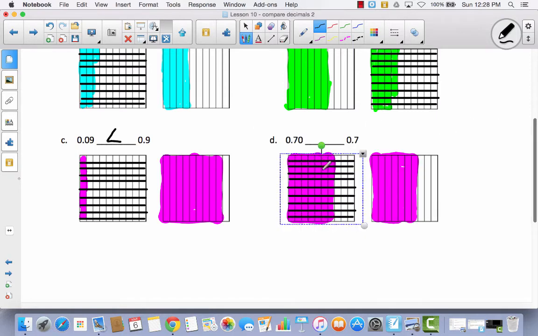So let's take a look at the next one. So I have 70 hundredths and 7 tenths. What did you notice about these two? Did you notice that you were shading the exact same amount? The only difference is this has been decomposed into smaller parts. So hopefully you put equal to on that one.